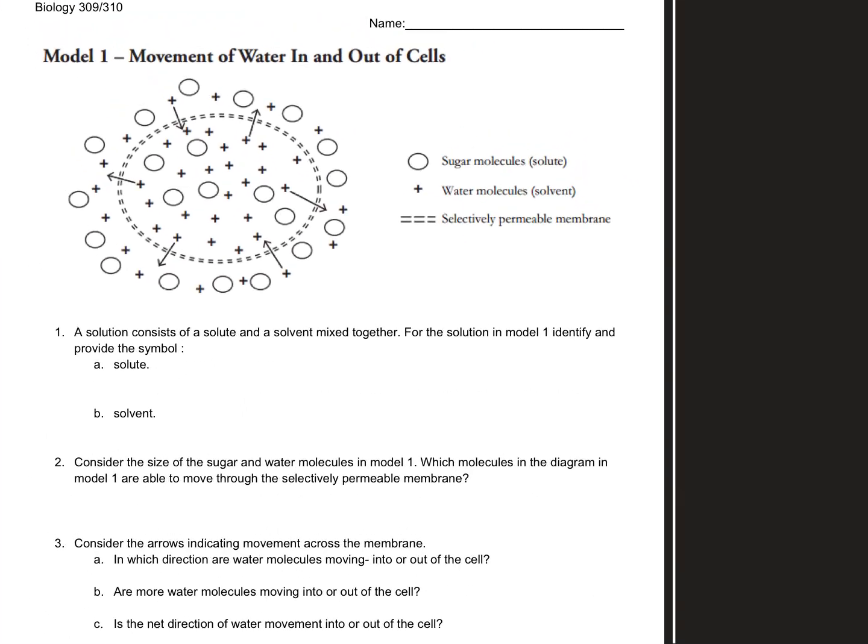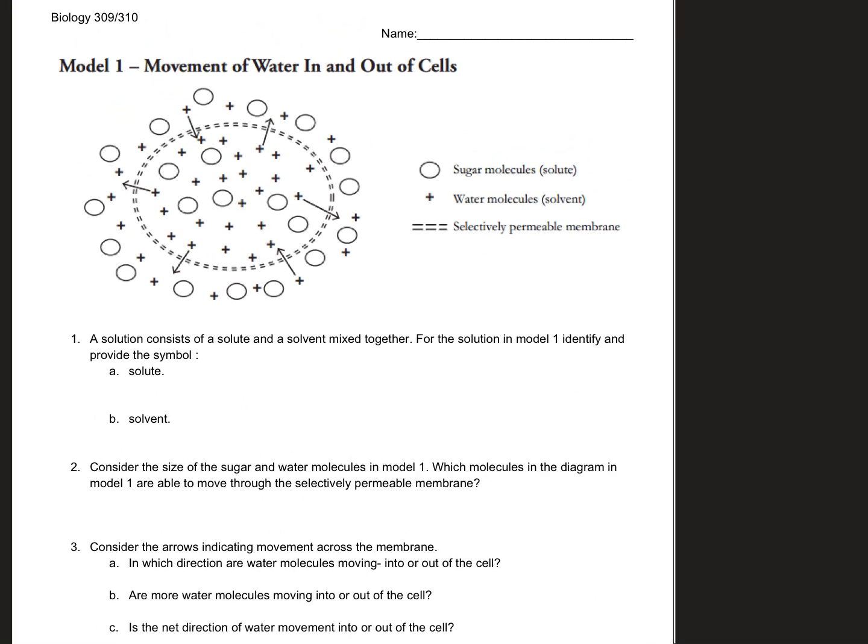So here we have a simple drawing with the sugar molecules on the outside. You see here, it's large. The water molecule is small, it's a solvent, and the sugar molecule is a solute. The selectively permeable membrane is here. You see water going in, you see water going out. No sugars going in and out. That's what I see. A solution consists of a solute and a solvent mixed together.